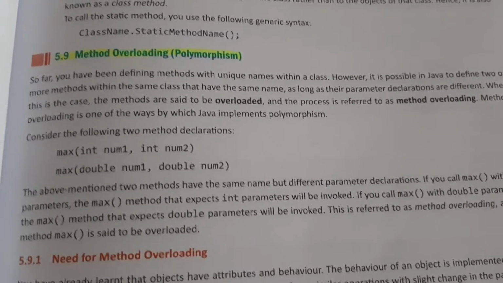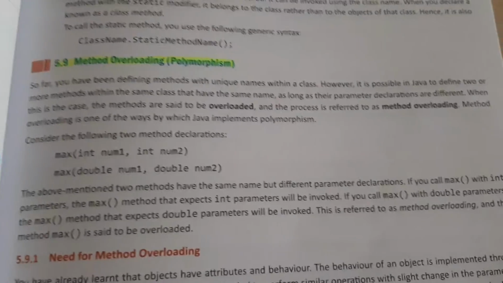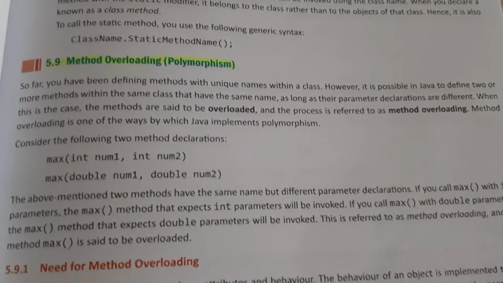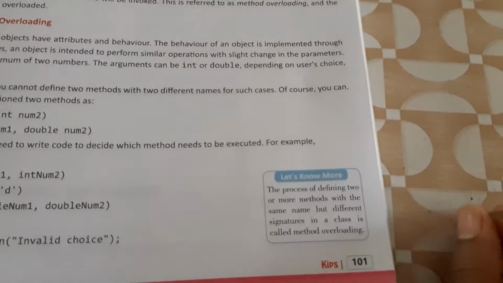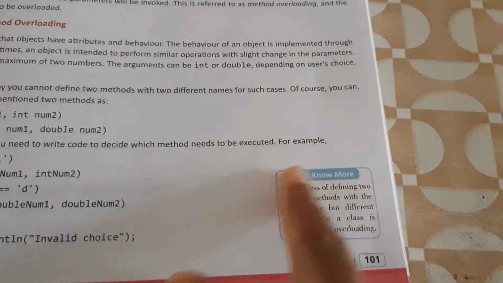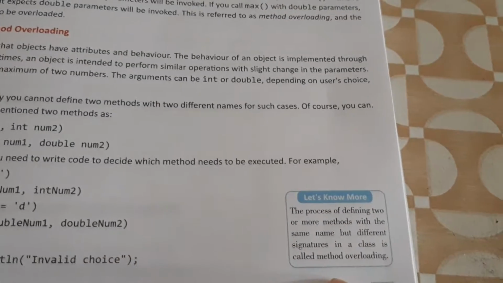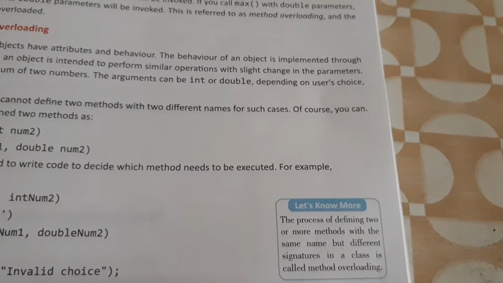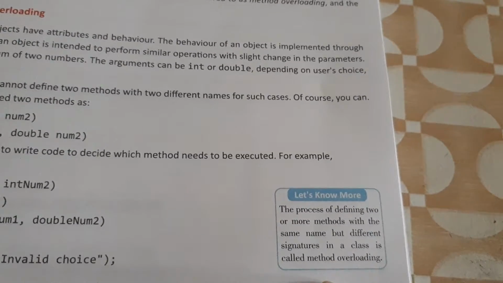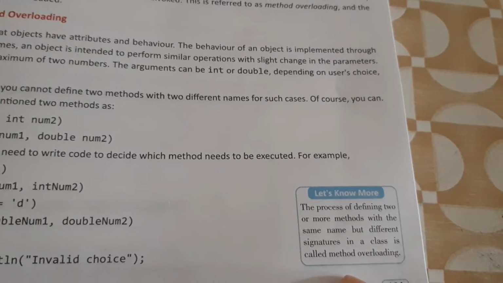Today our topic is method overloading, that is polymorphism. What does polymorphism mean? If you have to define polymorphism or method overloading, here is a definition you can write down in your notebook. The process of defining two or more methods with the same name but different signatures in a class is called method overloading.